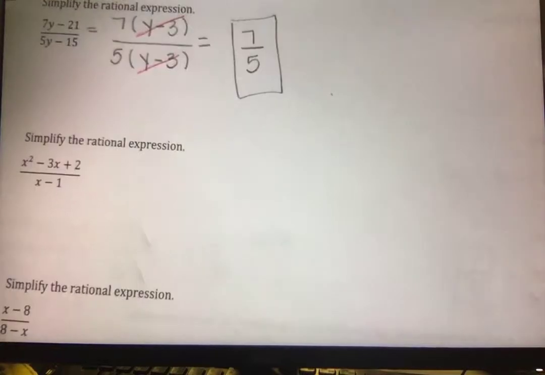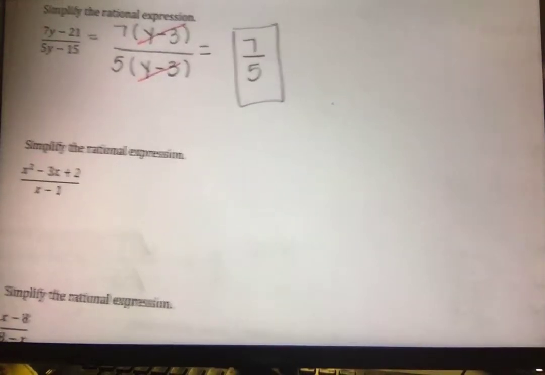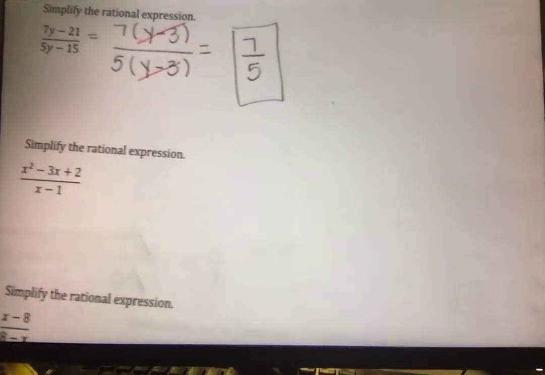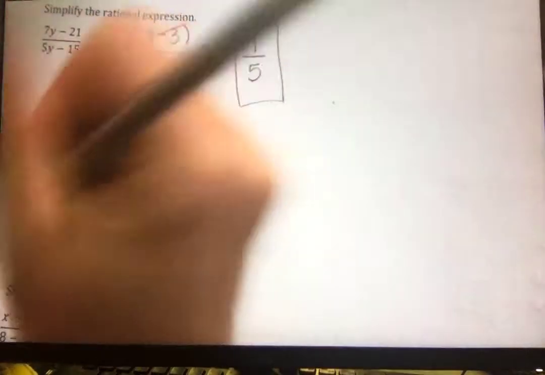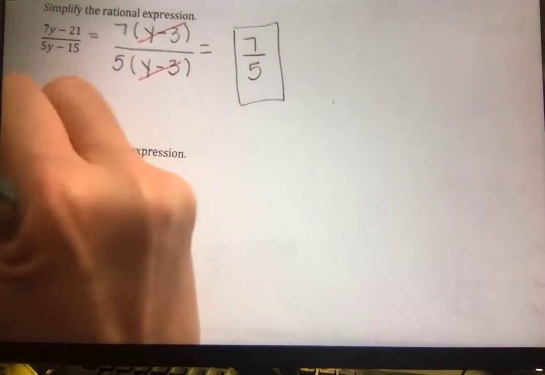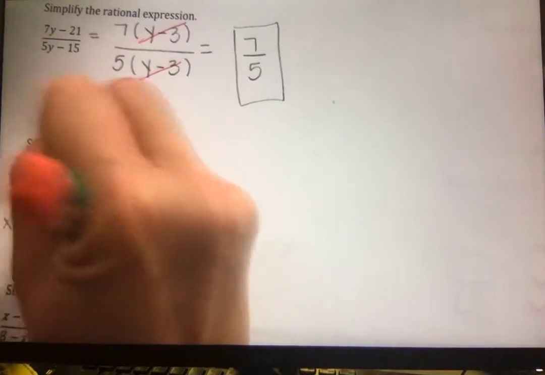So each step, taking a little further and a little further. Same thing for the next one. Simplify the rational expression: x squared minus 3x plus 2 all over x minus 1. Perfect. So that means we have to factor the top first, right? So factoring x squared minus 3x plus 2.